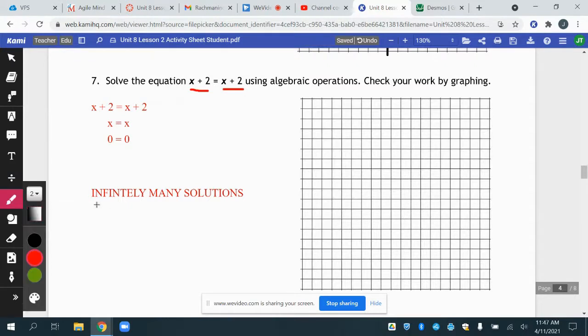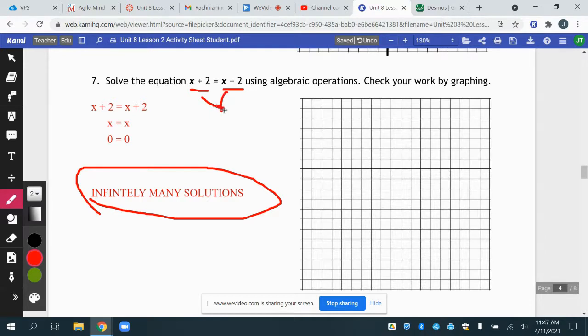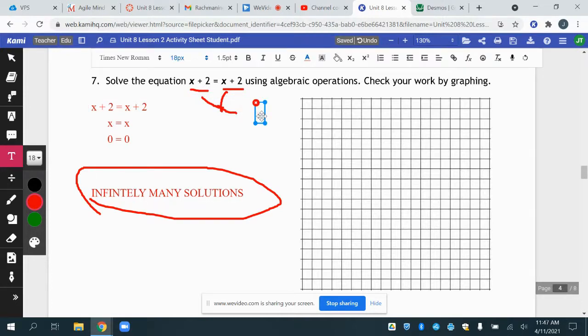Okay, what does that look like with a graph, though? Good question. I'm glad you asked. Well, these are identical. They're identical. So I'm going to graph y equals x plus 2 for the top one, and y equals x plus 2 for the bottom one. What's that going to look like?